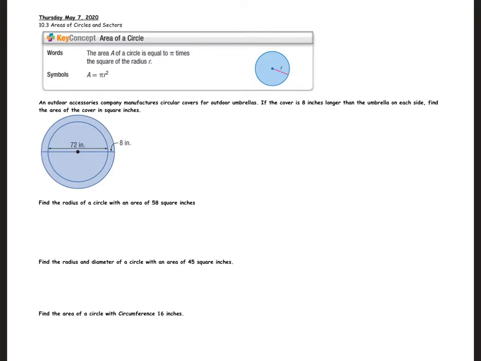So an outdoor accessories company manufactures circle covers for outdoor umbrellas. If the cover is 8 inches longer than the umbrella on each side, find the area of the cover in square inches. So we know the diameter is 72 inches, and it is 8 inches longer on each side. So we can't forget about the 8 inches on this side. So now the diameter of the cover is equal to 8 plus 72 plus 8, which is going to give me 88 inches.